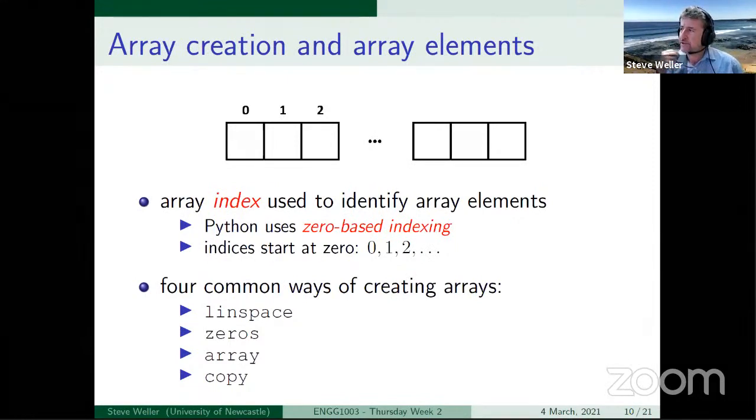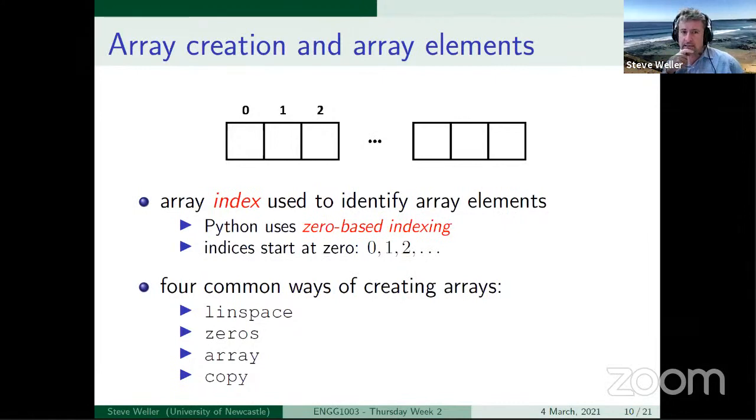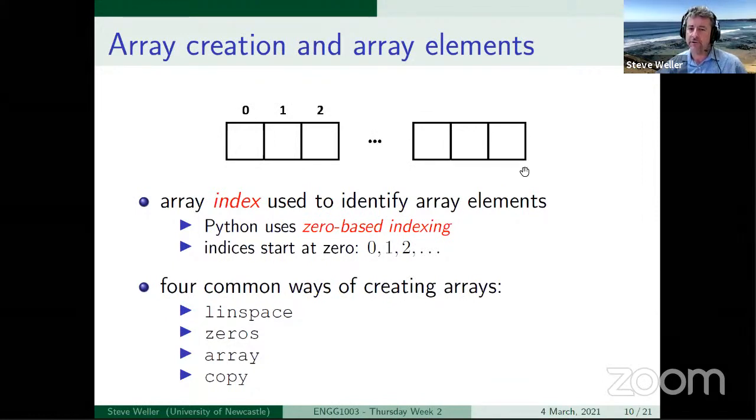The mental model I want you to have in your mind when you're using arrays is that they're like a collection of boxes that are all labeled with an index. As we saw in Monday's lecture, the indexes are used to identify the individual array elements. And the indexes count from zero. So the first box is labeled zero, the second box is labeled one, the third box is labeled two, and so on.